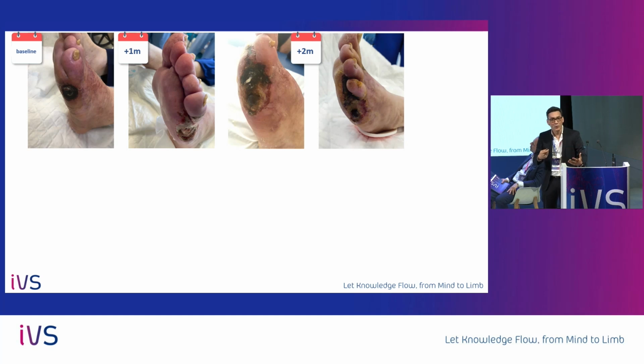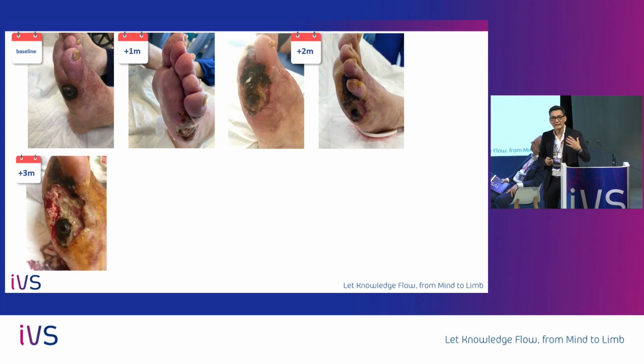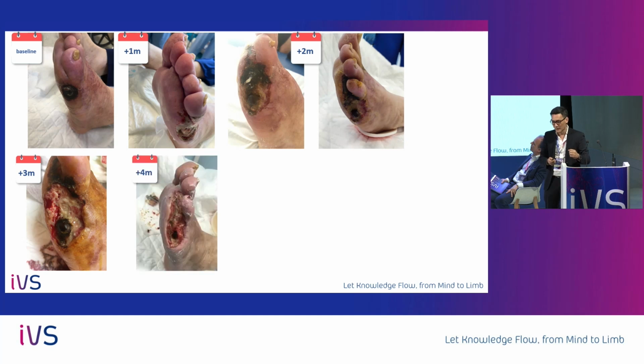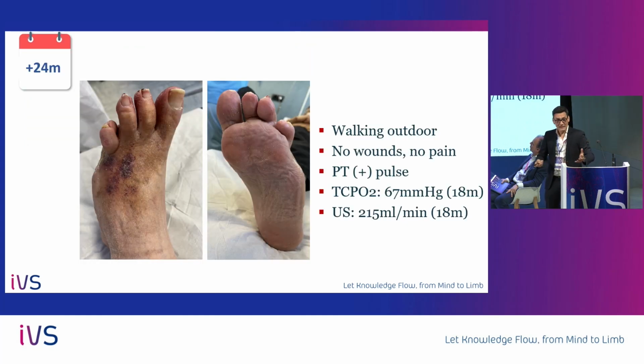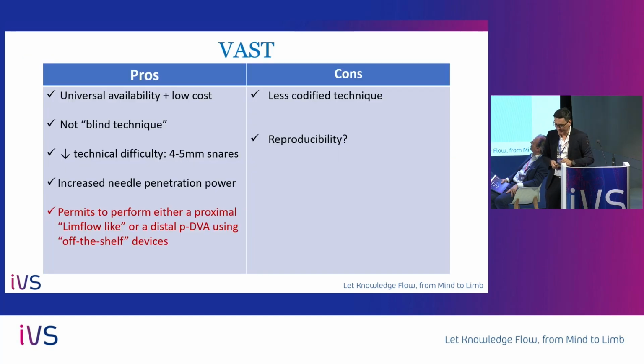We have a worsening of the wound in the first months, but at some stage we started to have some granulation tissue, and as you can see, at the end of the day, 8 months later, we achieved complete good healing. As you can expect, we were absolutely thrilled. And this is the current status of these guys. 2 years later, the patient is walking outdoors, still posterior tibial pulse, TcPO2 quite pretty high, 67, and no recurrence.